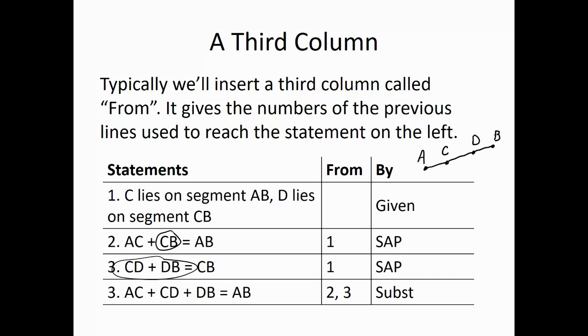Now, the substitution rule tells us that if we know that one quantity is equal to another, we can replace the one with the other wherever we like. So what happened is this. We took the CB on line number 2 and replaced it by what we're told it's equal to on line number 3, which is CD plus DB. So we end up with AC plus CD plus DB is equal to AB. So what we did then is we applied the substitution rule to lines 2 and 3. So notice that sometimes a particular definition or postulate can apply to more than one previous line.